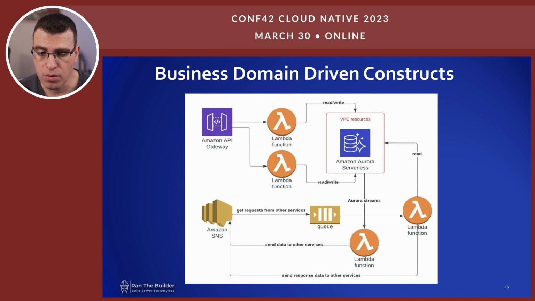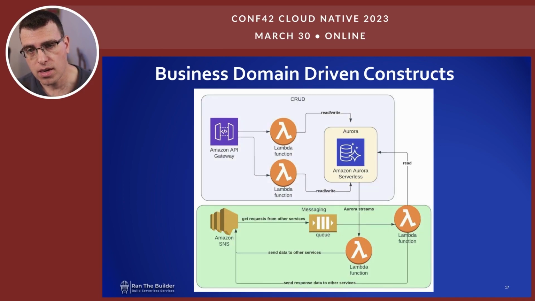There's an Aurora stream that triggers a Lambda function that sends a message via SNS. There's an incoming message via the SNS to an SQS queue that triggers a Lambda function and again reads the Aurora database. So how do you go about splitting it into constructs? Like I said, I think it should be business domain driven. We have the CRUD part and we have the database part.